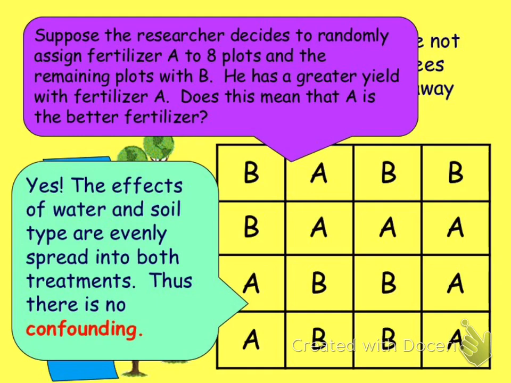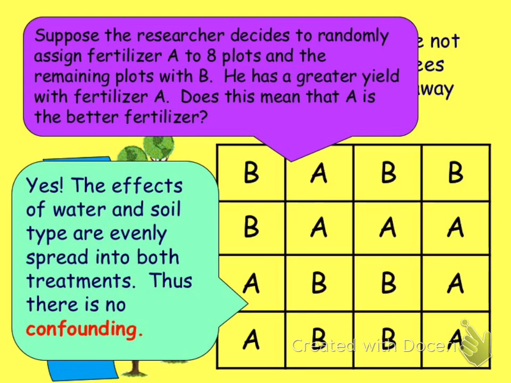So suppose the researcher decides to randomly assign fertilizer A to 8 plots and fertilizer B to the other 8. He has a greater yield with A. Does this mean that A is the better fertilizer? Yes. What if there are different shades or something? Yeah, but since we have control, replication, and randomization, we can say that there's a cause-effect relationship. The effects of water and soil type are evenly spread into both treatments, so there is no confounding because we randomly assigned them to plots of land.